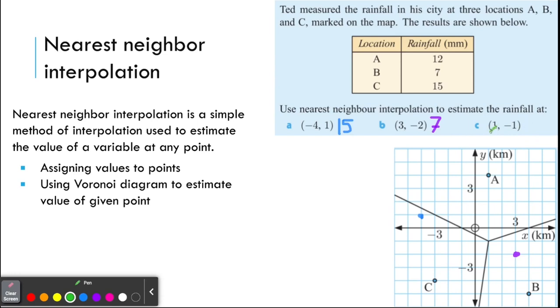Our last question is 1 and -1. 1 and -1 is actually our vertex. Now this point is equidistant from site C, A, and B. All of these are equal distance. So that means that since we're equidistant, it's going to be the average of all 3 points. So what we need to do is add up all of our numbers and then divide by 3. When you take the average and do this in your calculator, you'll get that the estimated rainfall is 11.333, so I can round to 11.3.